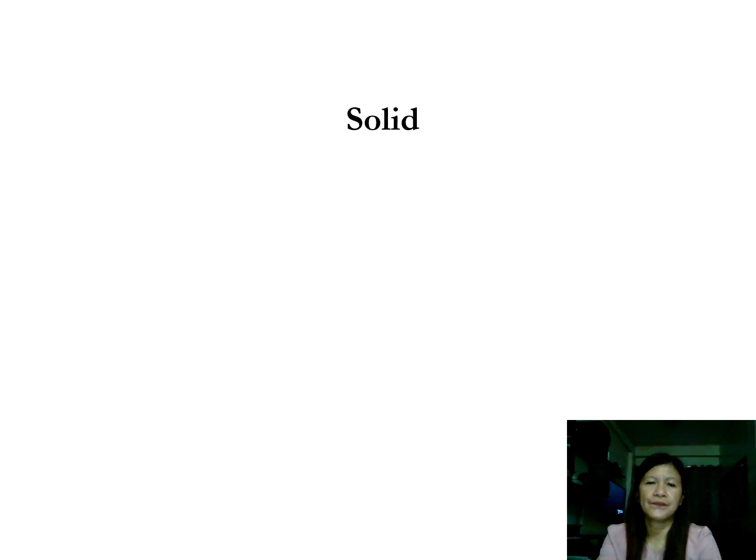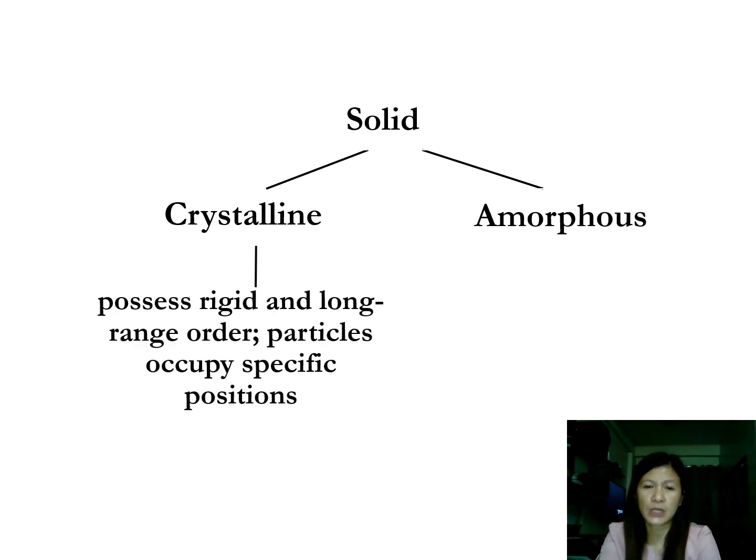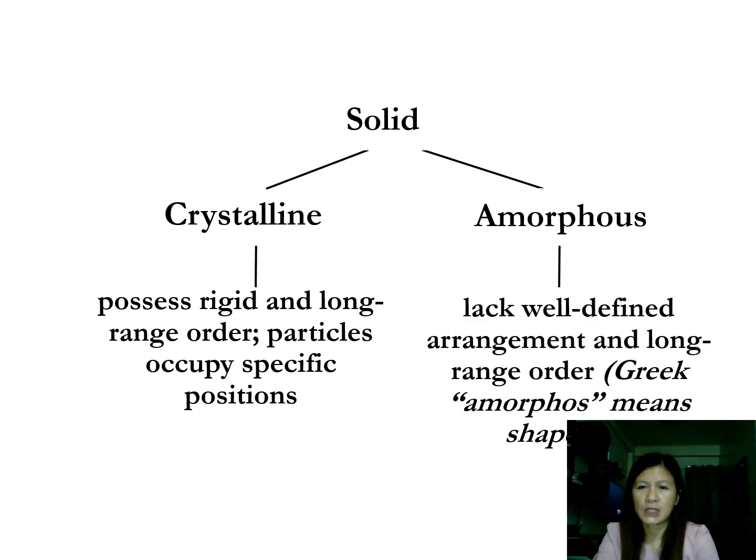And solids may be categorized into two. They may be crystalline solids or amorphous or non-crystalline solids. Crystalline solids are those that possess rigid and long-range order and whose particles occupy specific positions. Non-crystalline solids or amorphous solids are those that lack well-defined arrangement and long-range order. The Greek term amorphous is the origin of the word amorphous. This means shapeless.